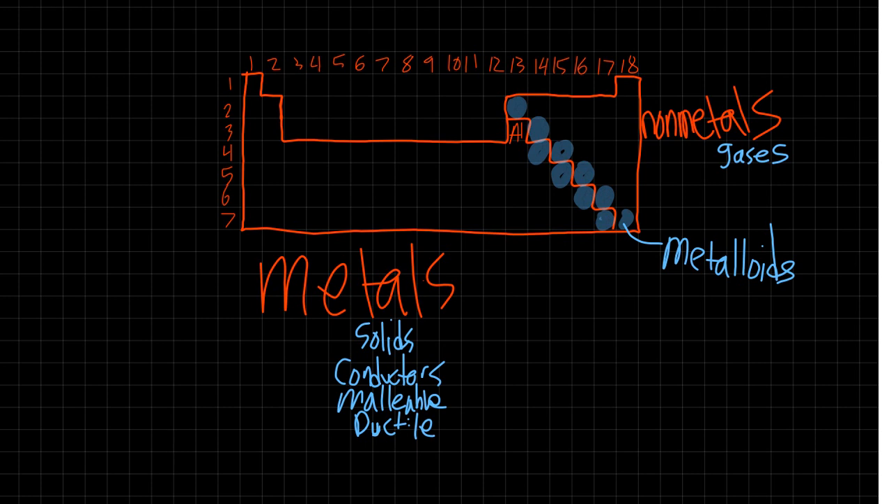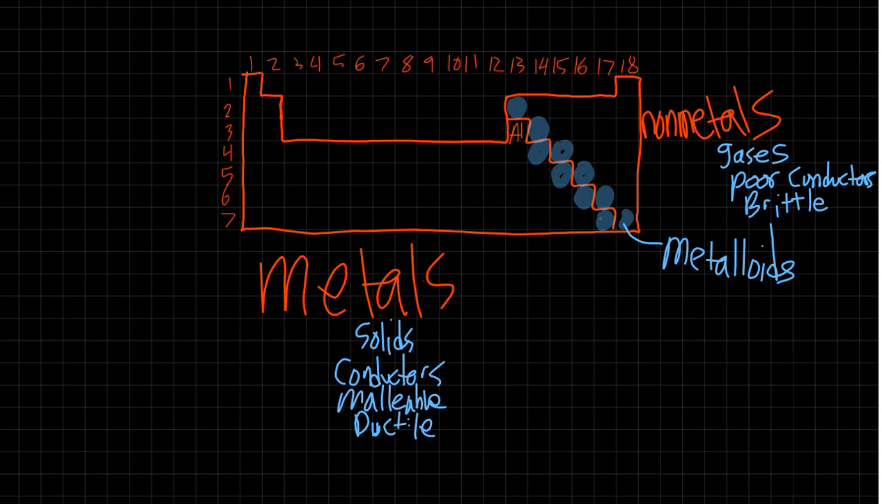Nonmetals are the opposite. They are poor conductors, and they are brittle. Brittle meaning that if you try to bend them, they're going to break. If you try to flatten them, they're going to break. If you try to stretch them into a thin wire, they're going to break. So metals and nonmetals are the opposites of each other in pretty much every way.